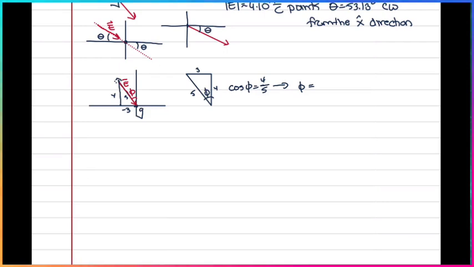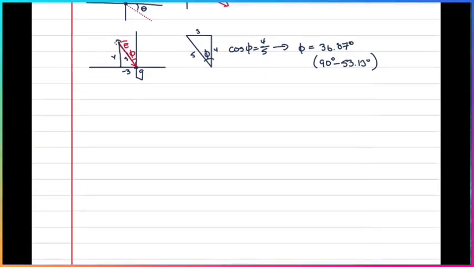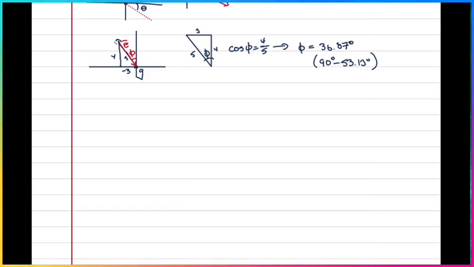Of course, you could pick up the calculator and do the inverse cosine of this angle, and you would get 36.87 degrees. But of course, based on what you calculated for theta up above, that better be the same thing as 90 minus 53.13 degrees, which of course it is, because those 2 angles better add up to 90 degrees based on what I've drawn. So, in this case then, how could I describe this?